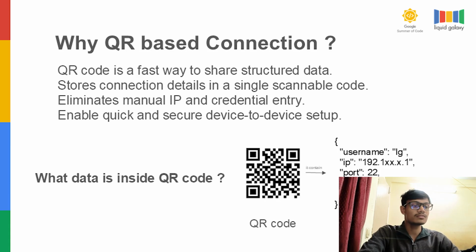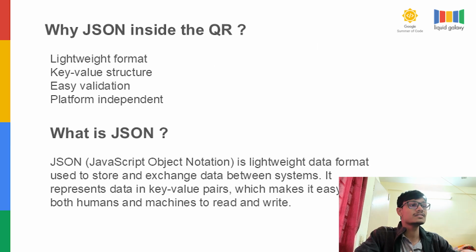Now we understand why we are using the QR code for connection, what a QR code is, and what data it contains. Now we see why JSON inside the QR code, and not text or anything else. But before that, let's understand what JSON is. JSON, JavaScript Object Notation, is a lightweight data format used to store and exchange data between systems. It represents data in key value pairs, which makes it easy for both humans and machines to read and write.